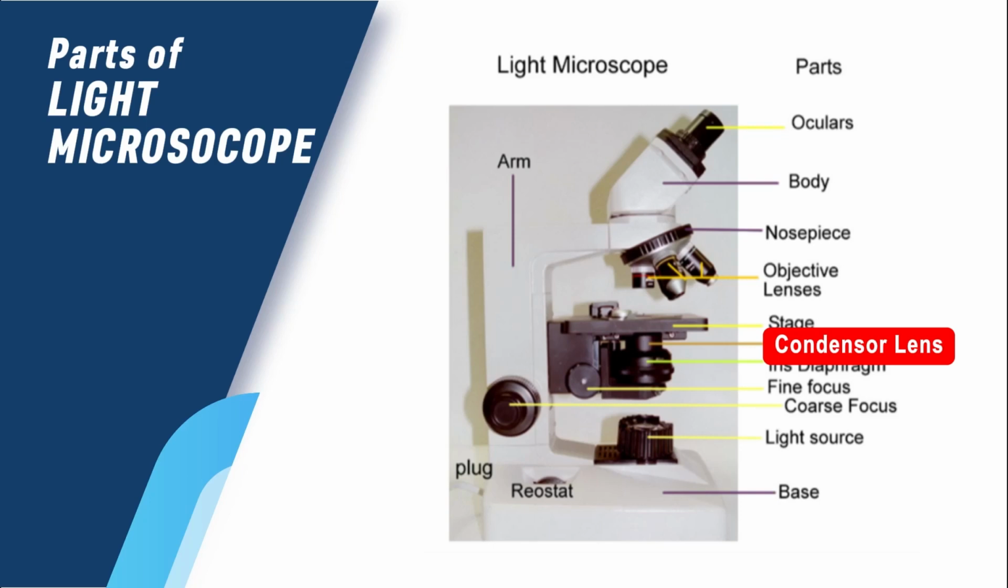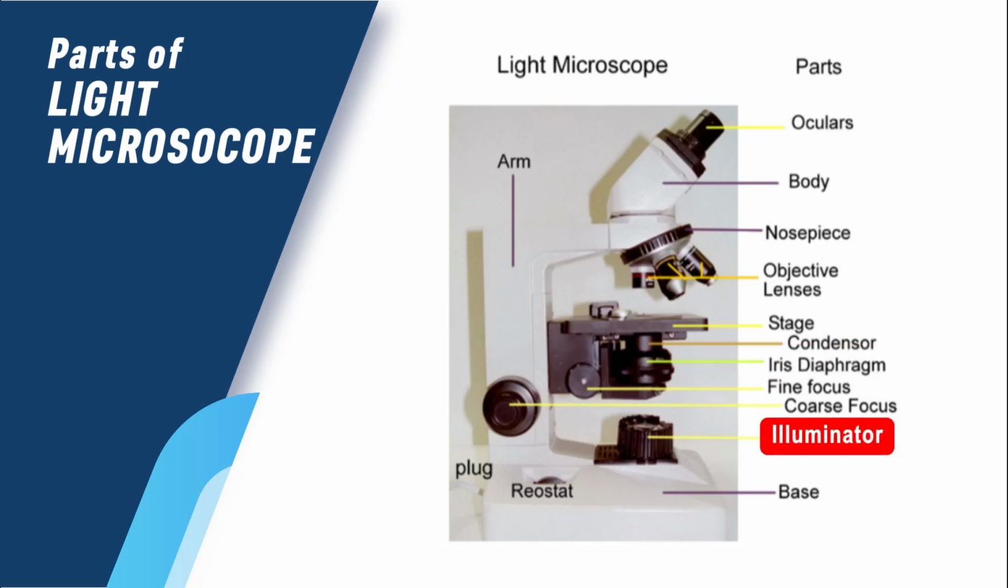Iris diaphragm is an adjustable apparatus located below the stage, within the condenser, which can be manually modified to vary the intensity of light that reaches the specimen so the user can regulate the intensity and contrast of the image. Illuminator is the source that provides the light that passes through the specimen.